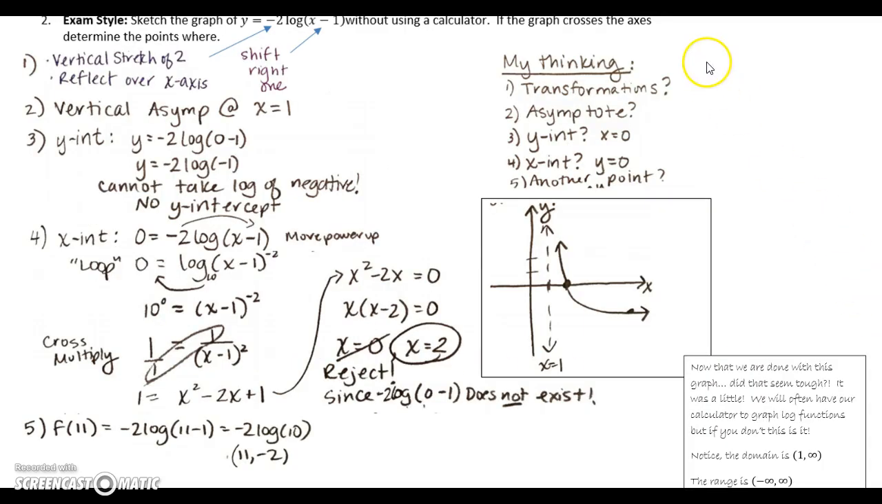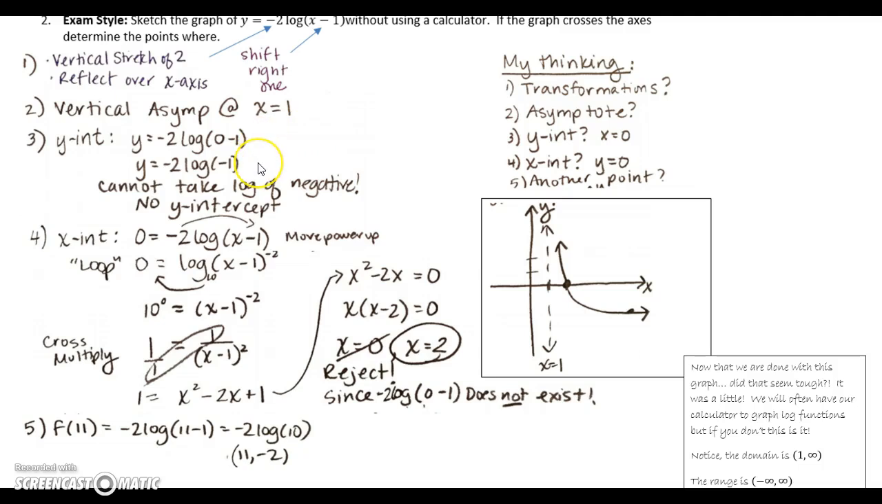So here, sketch the graph of -2 log(x - 1) without a calculator. My thinking is, what are the transformations? I know that there's a vertical stretch of 2, and since it's negative, there's a reflection over the x-axis. I know this x minus 1 tells me I'm shifting my graph to the right 1, so my vertical asymptote then is at x equals 1. So I looked at the transformations, I looked at the asymptote. Now I need to find the y-intercept by plugging in x equals 0.